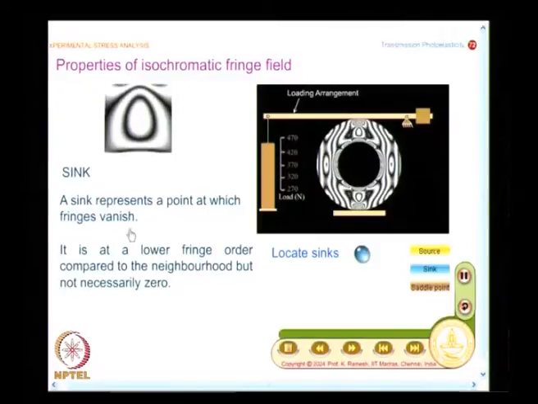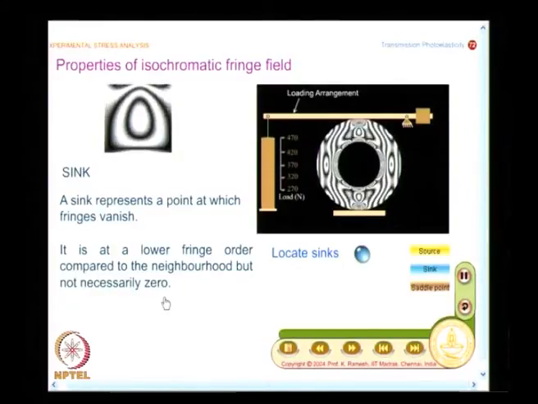So, if you want to reconfirm this, gradually increase the load and decrease the load and find out whether it is a sink or source or a zeroth fringe order, that you will have to find out very carefully. And what you will have to keep in mind is, a sink only says it is at a lower fringe order compared to the neighborhood, but not necessarily zero. If the load is such, you may have a zeroth fringe order. There is no bar that a sink should not be a zeroth fringe order. It depends on the particular load that is applied. It is at a lower fringe order.